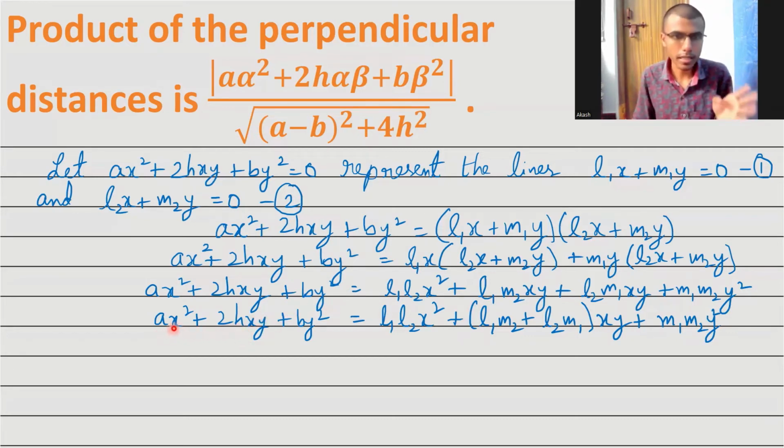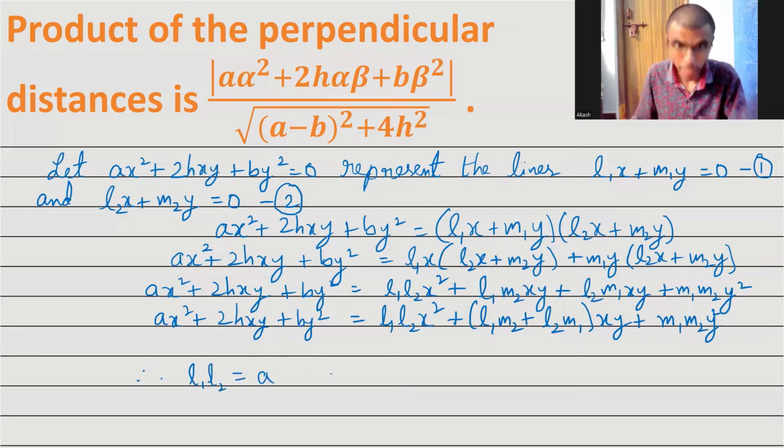Now here in the LHS, the coefficient of x square is a. On the RHS, the coefficient of x square is L1 L2. Therefore, L1 L2 is equal to a. Now next, the coefficient of xy on the LHS is 2h. The coefficient of xy on the RHS is L1 M2 plus L2 M1. Therefore, L1 M2 plus L2 M1 is equal to 2h.